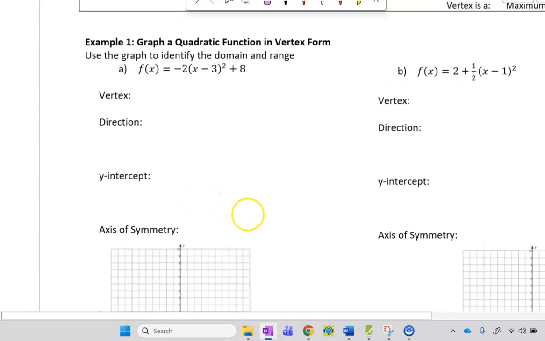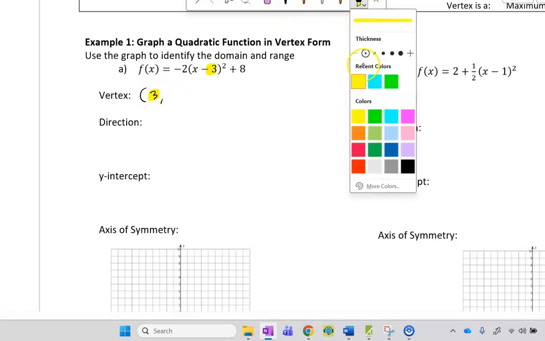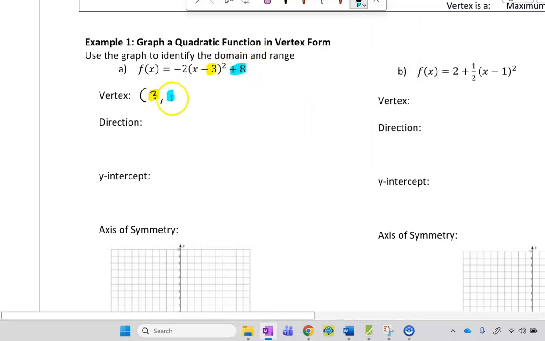But we're gonna head over to example 1, and we have vertex form this time. So vertex form is nice and easy. You don't have to do any work to get your vertex. It's gonna be the opposite sign of your x value and same sign for your y value. So it's (3, 8). And that's all there is to it. The direction means does it open up or down? And you're going to look at a for that. a is -2. That is the number out front. That is your a value.